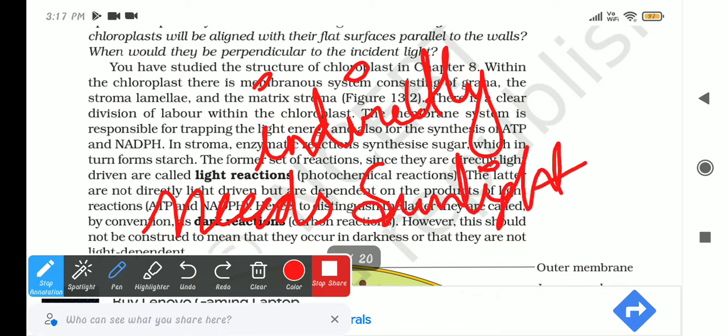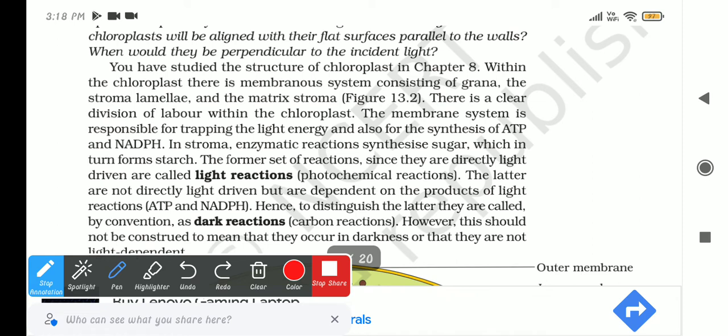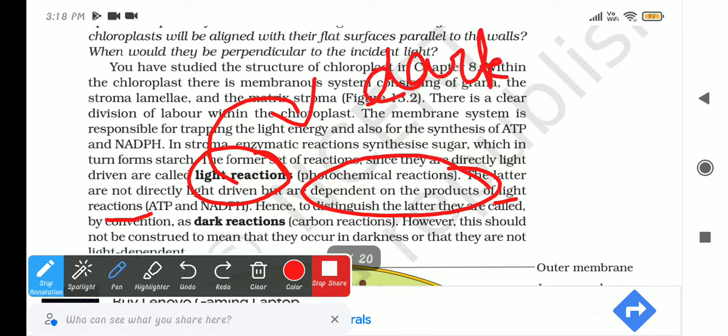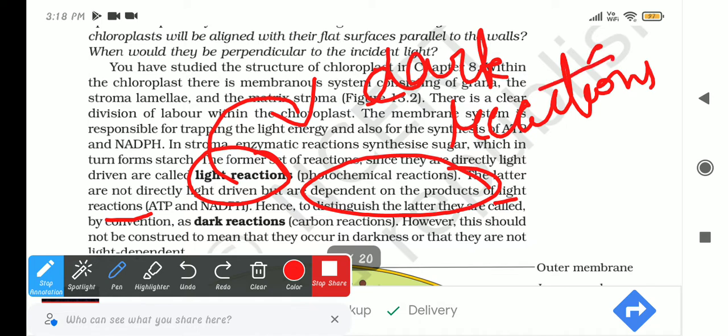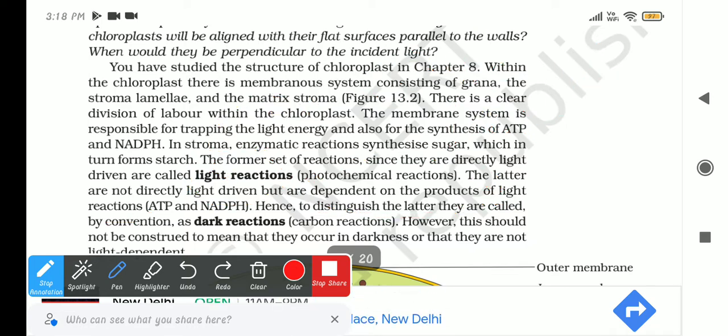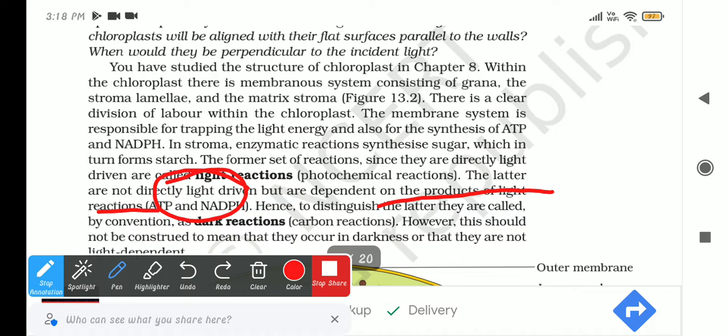Okay, it indirectly needs sunlight, so it is not directly taking it, but it is dependent on the products of the light reaction. Like the products which are formed from the light reaction, the dark reaction will depend on these products, like NADPH and ATP. So this is called the dark reaction, or we can also say carbon reaction.